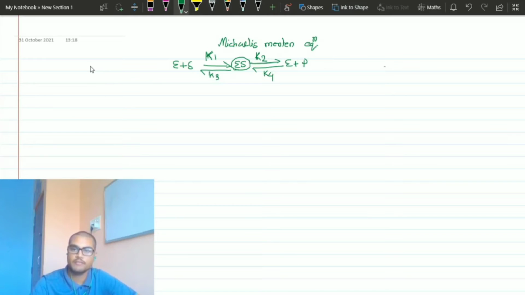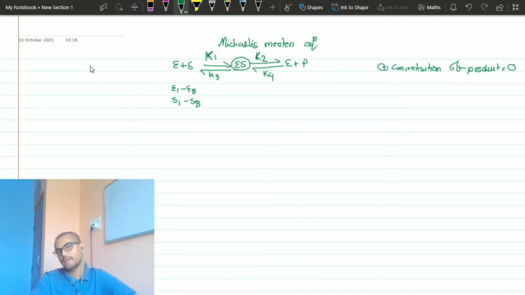The first thing is that at the initial stage, the concentration of product will be 0. Now why will the concentration of product be 0 at the initial stage? Just because, let's suppose there are a total of 8 enzymes, that is E1 to E8, and a total of 8 substrates, that is S1 to S8.